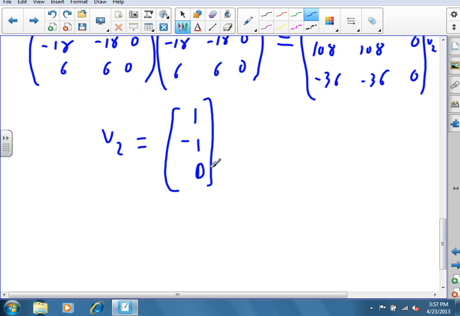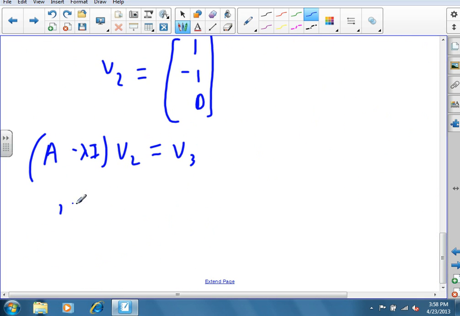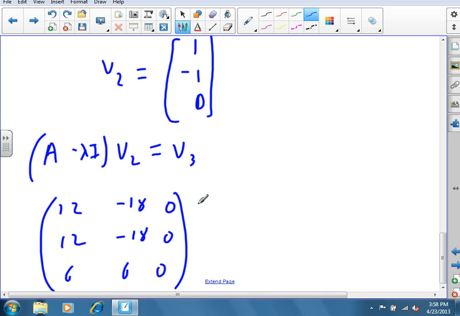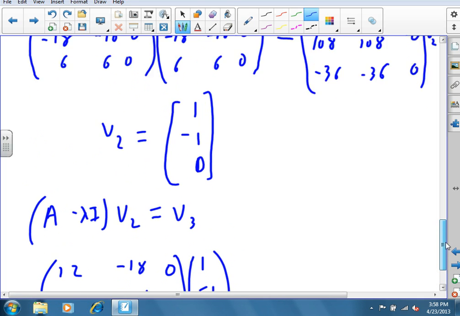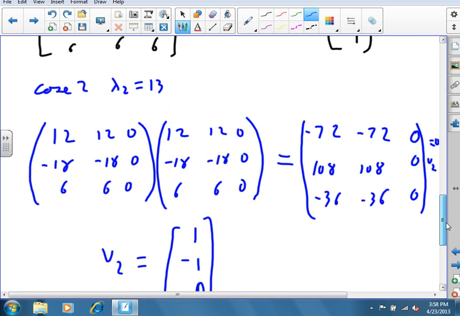Now, we want to look at A minus lambda I times V2, and that's going to give us V3, even though it doesn't say V3 in the book. That's what we're looking for. All right, so I've got 12 minus 18, 0; 12 minus 18, 0; 6, 6, 0, times 1, minus 1, 0. Yeah, that's what we have.